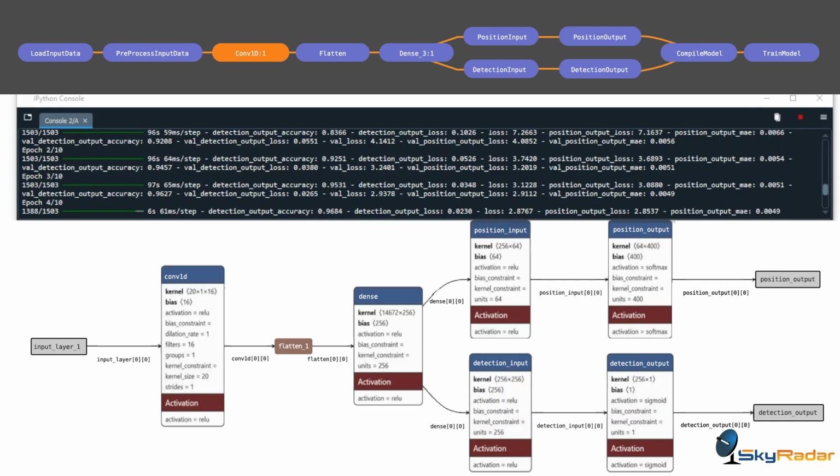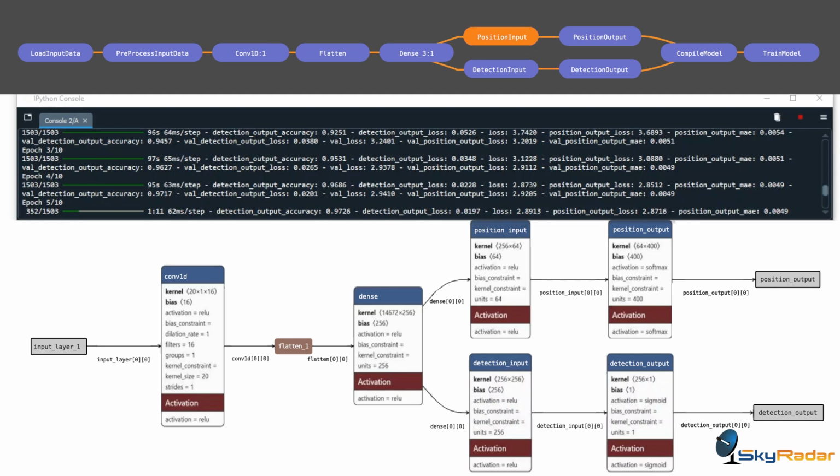This block extracts spatial patterns from the radar data, identifying features indicative of genuine targets versus jamming signals. The output is passed to the flatten block, which reshapes the features into a 1D vector. The dense block with 256 neurons, 256 biases, and a ReLU activation function learns higher-level representations from the flattened data. From here, the data is split into two branches, corresponding to the model's dual tasks. Localization branch.